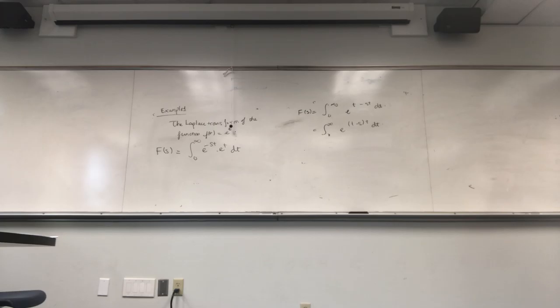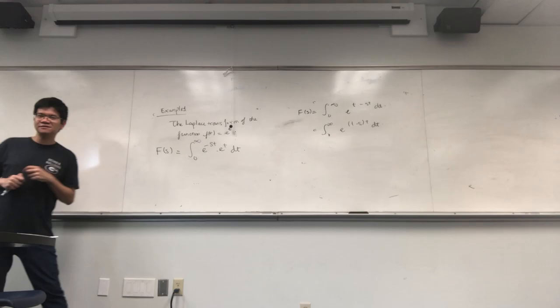The antiderivative will be e to the t times 1 minus s, divided by 1 minus s in the bottom, and the limits of integration are 0 to infinity. Yes. This is a very good question, but how do you get this result?